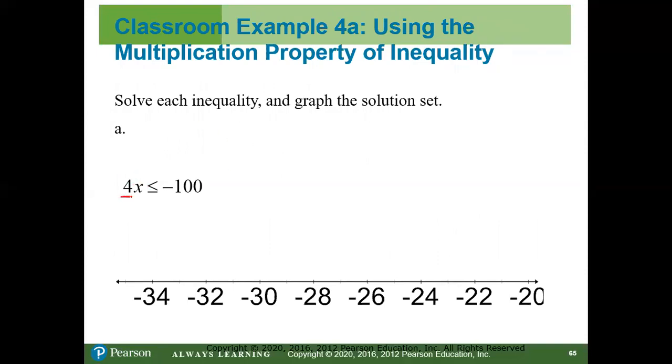So again, we're going to divide by 4, divide by 4. You could also multiply by 1/4, whatever, it doesn't matter. X is going to be less than or equal to -25. Notice, I did not switch the inequality symbol. I did not multiply or divide by a negative.